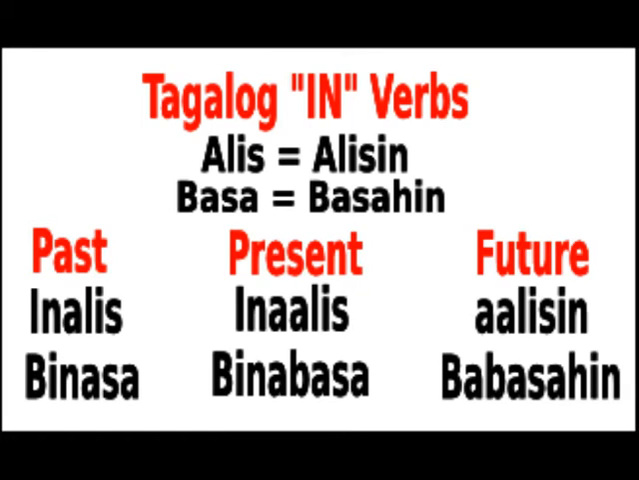Sentence patterns for in-verbs. In sentences with in-verb forms, the doer is always expressed in the possessive form, such as ni Peter, ng bata, ko, niya, iyo, kanya, akin, atin, and kanila. The pattern is verb-doer, subject-object, in the following sentences. Pinili ng bata ang aklat. Literally, was chosen by the child the book, or the child chose the book. Pinasa ko ang sulat. Literally, was read by me the letter, or I read the letter.